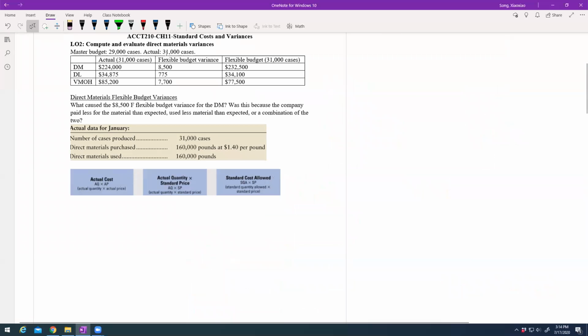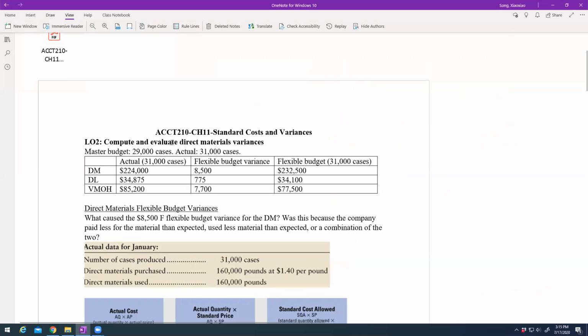We carry the example from chapter 9, still the tortilla chips company. We have the information about the direct material for the master budget. Remember, we plan to produce 29,000 cases, but actually we produced 31,000 cases. So we have the variance.